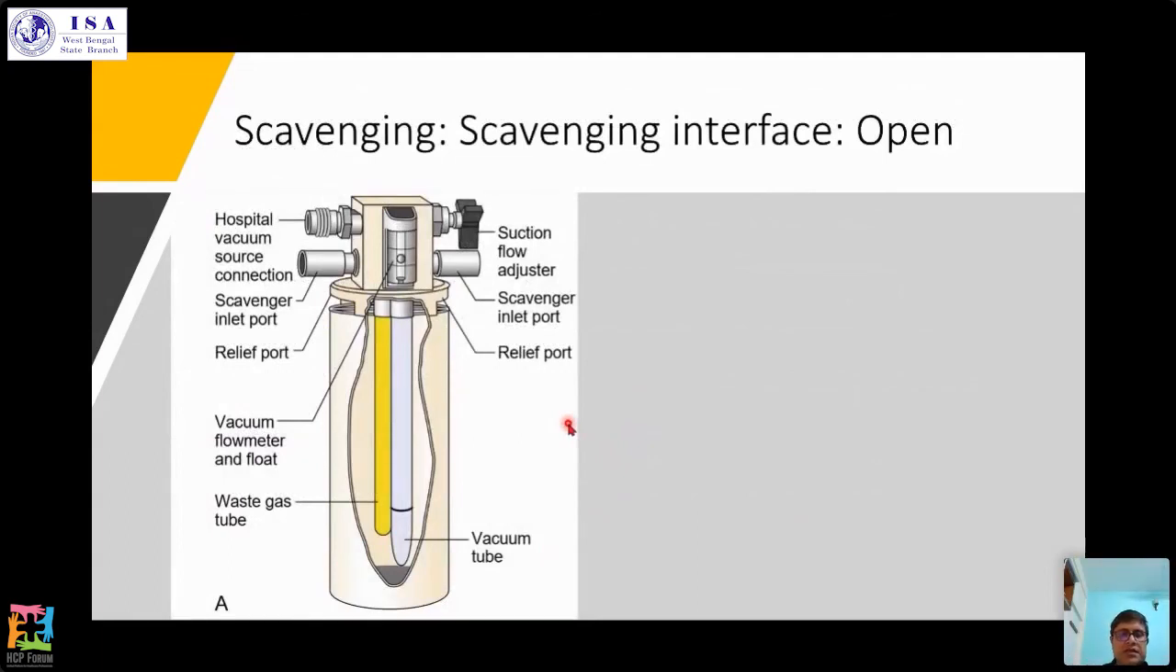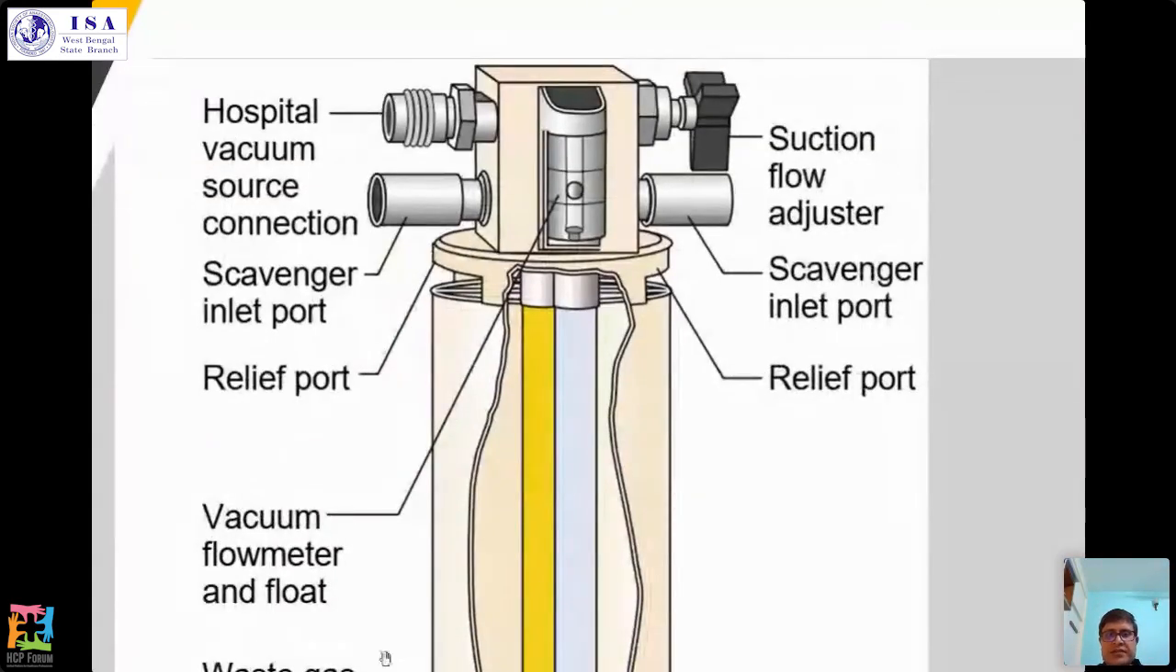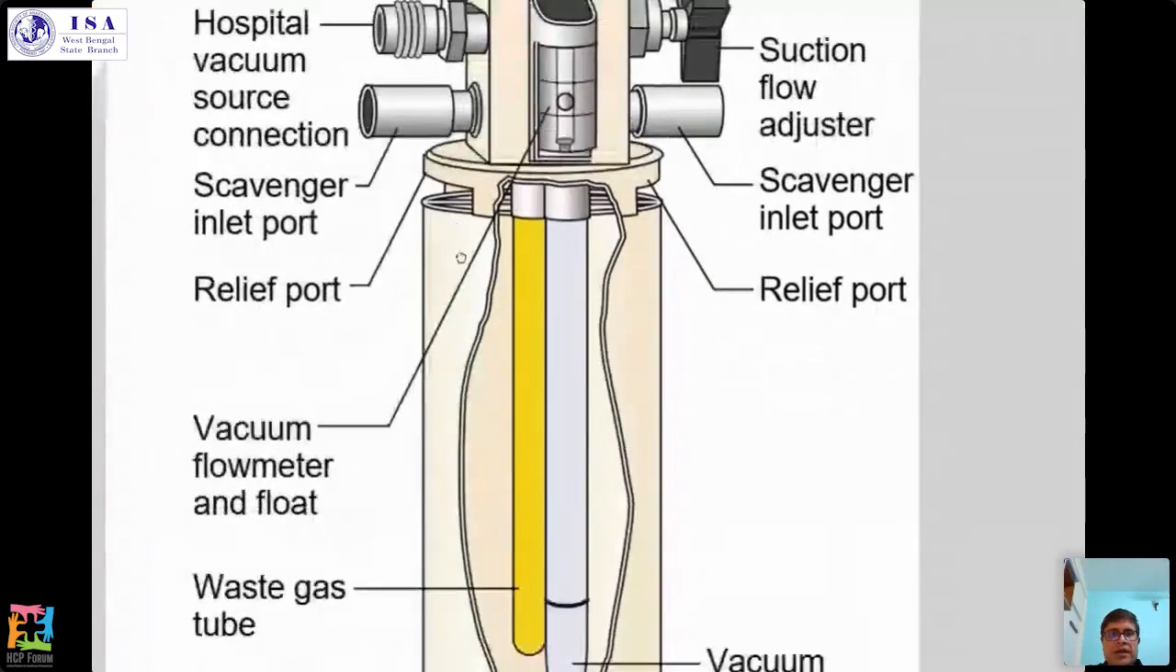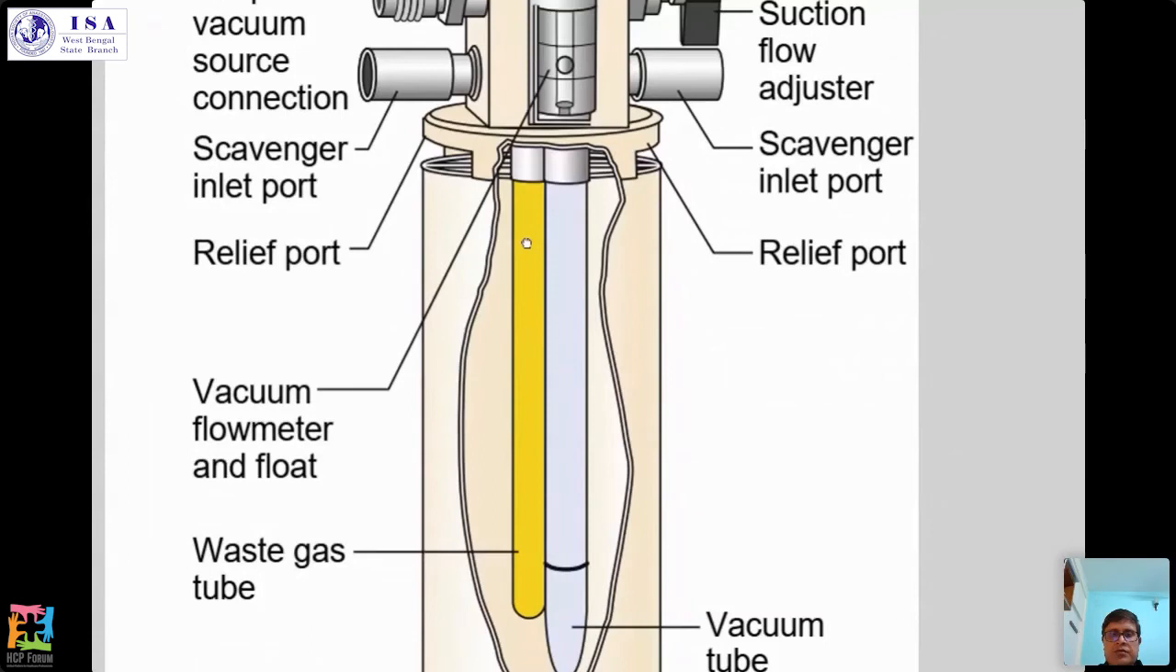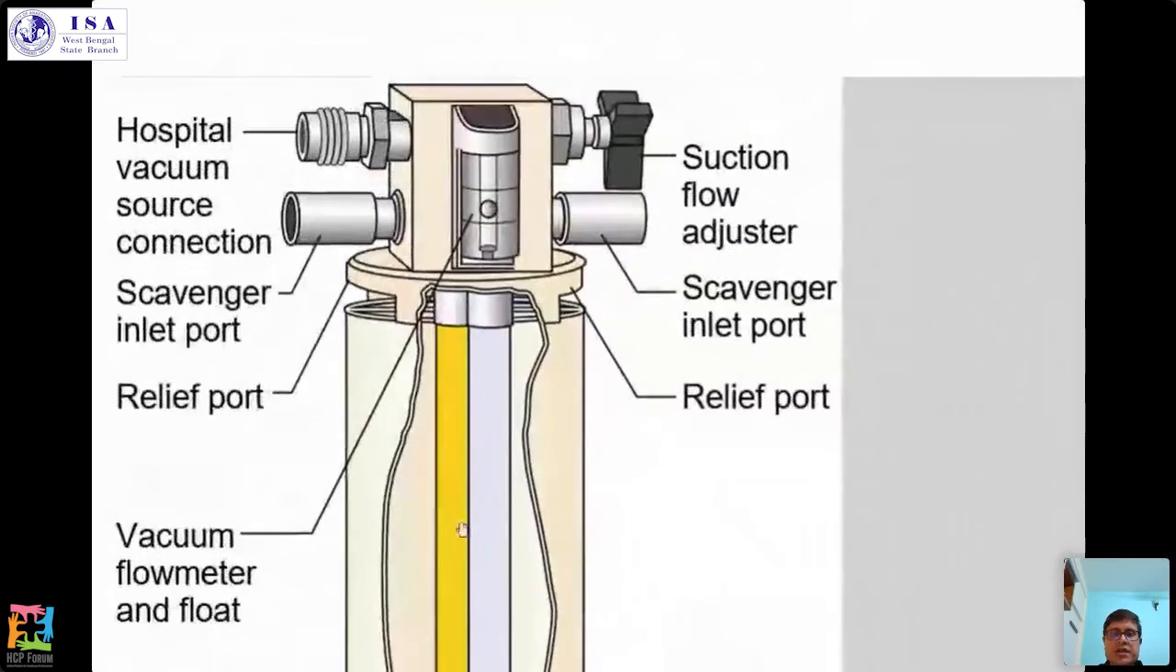This is an open interface. That means this reservoir is this, you please zoom in a little bit. So this is the reservoir, and here is the source connection. From two sides, it is coming in through this tube. It is being released at the bottom. This is the vacuum tube, which is pulling this gas up, and this reservoir will hold whatever pulse or bolus of expiratory gas will come in.